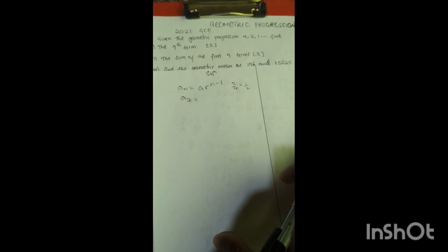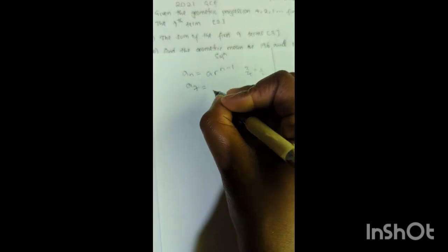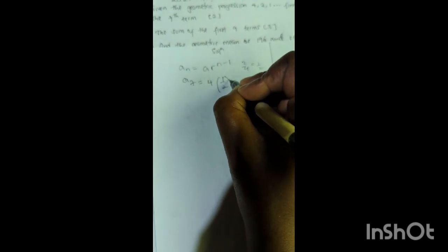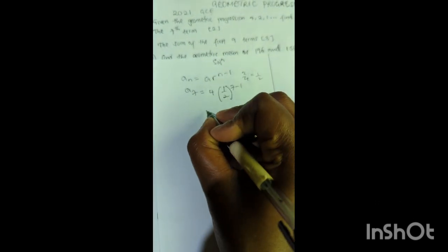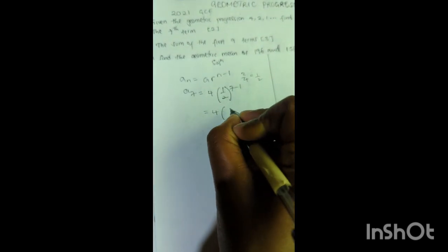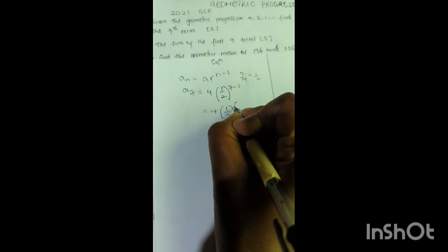It's different from an AP. For an AP, you find the common difference, so you subtract the number behind from the number in front. But here we divide. So we have our r and we have our a. Our a is 4, our r is half, and n is 7 minus 1. So this is 4 times half to the power 6.